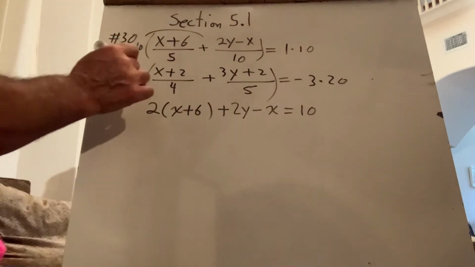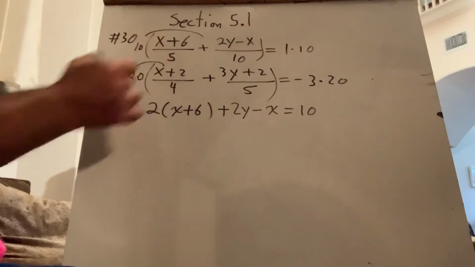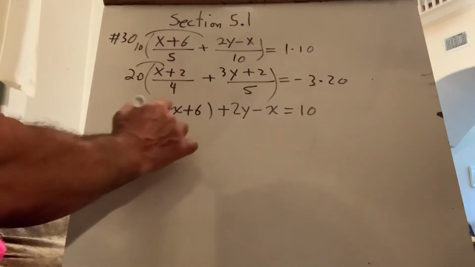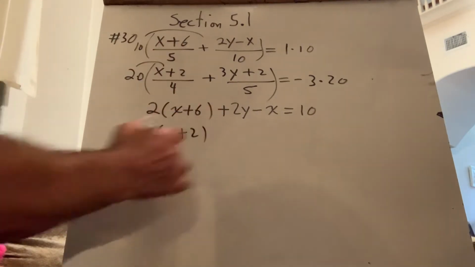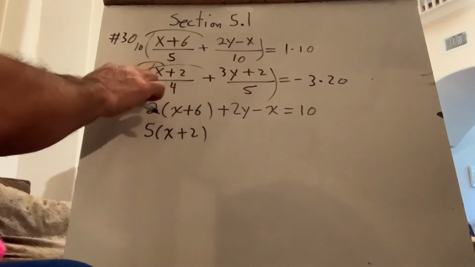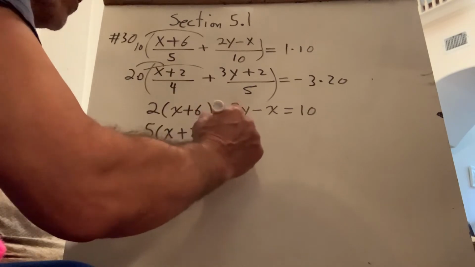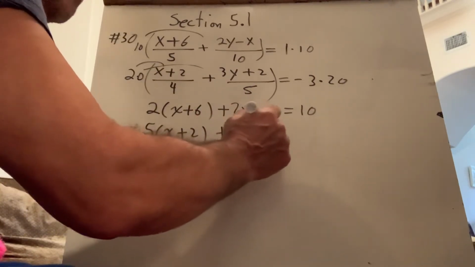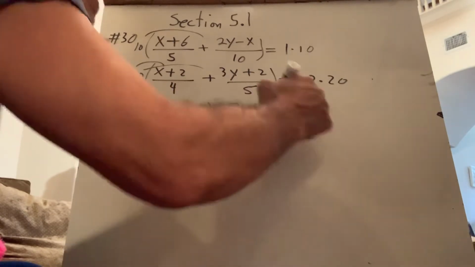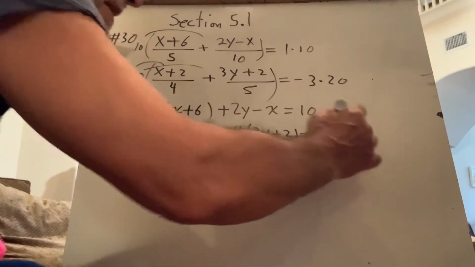Similarly, as you go to the second equation, 4 goes into 20. As you distribute 20 by the first term, 4 goes into 20 five times. Again, since you have two terms, make sure you put them in parentheses. That will be 5 times x plus 2. Also, as you distribute 20 by the second term, 5 goes into 20 four times. Again, you do have two terms, so make sure you put the 3y plus 2 inside the parentheses, because that 4 again has to be distributed. And -3 times 20, of course, is -60.